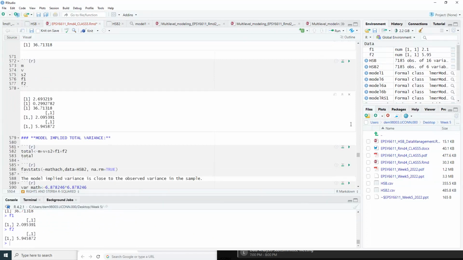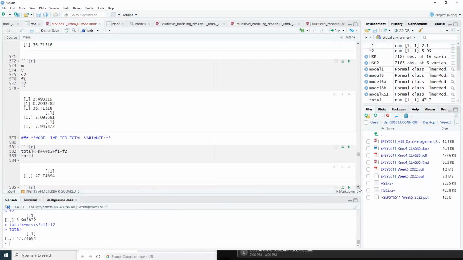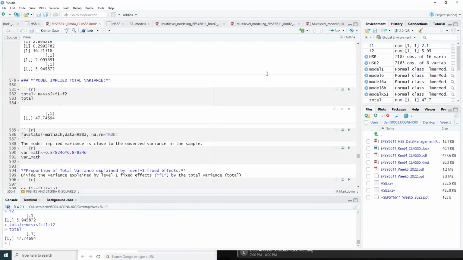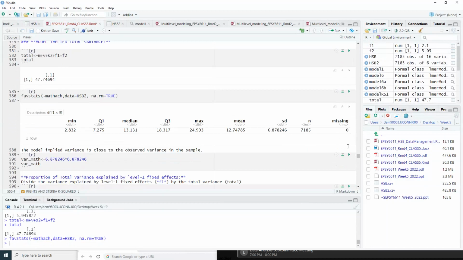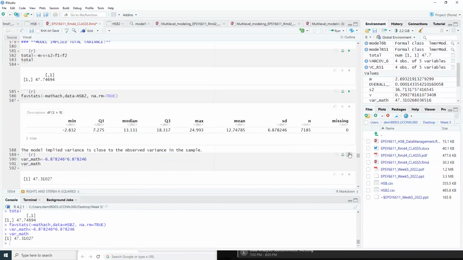And this is what's really cool. I add those up to get the total variance. And what do I get? It might not be spot on my actual variance because this is model implied variance, but I get 47.75. And now if I actually look at the standard deviation of the outcome variable, 6.87, if I square that, I get 47.31. So it's really close. Do you see that? Yay. It's really close to that.